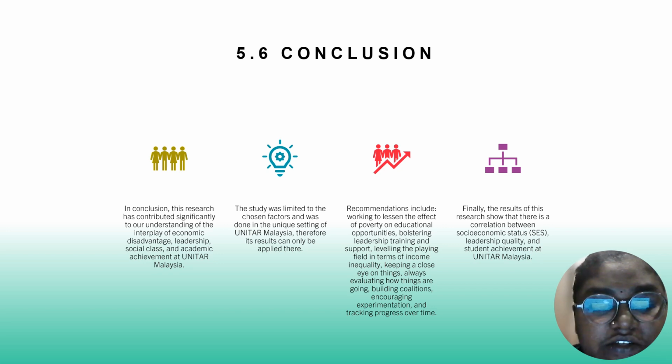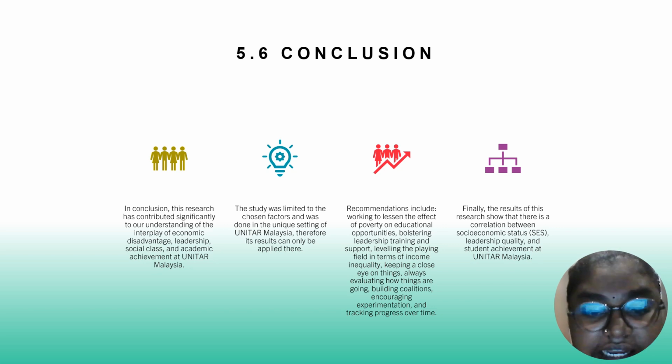Finally, the results of this research show that there is a correlation between social status, leadership, quality, and student achievement at UNITAR Malaysia. The results stress the importance of addressing these aspects to ensure learning outcomes. The study's caution highlighted the importance of more investigation into the topic.